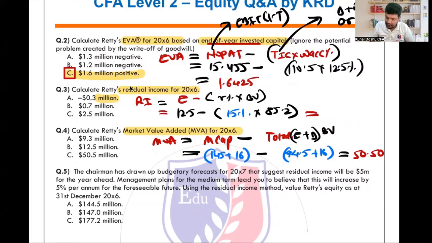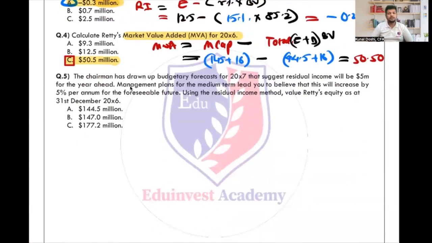minus 12.5. Everyone, are you getting minus 0.28? Minus 0.28, which is negative 0.3 million. Everyone, correct? Residual income is negative. Yes. Okay. Here our market cap was 50.5. And now the last one.